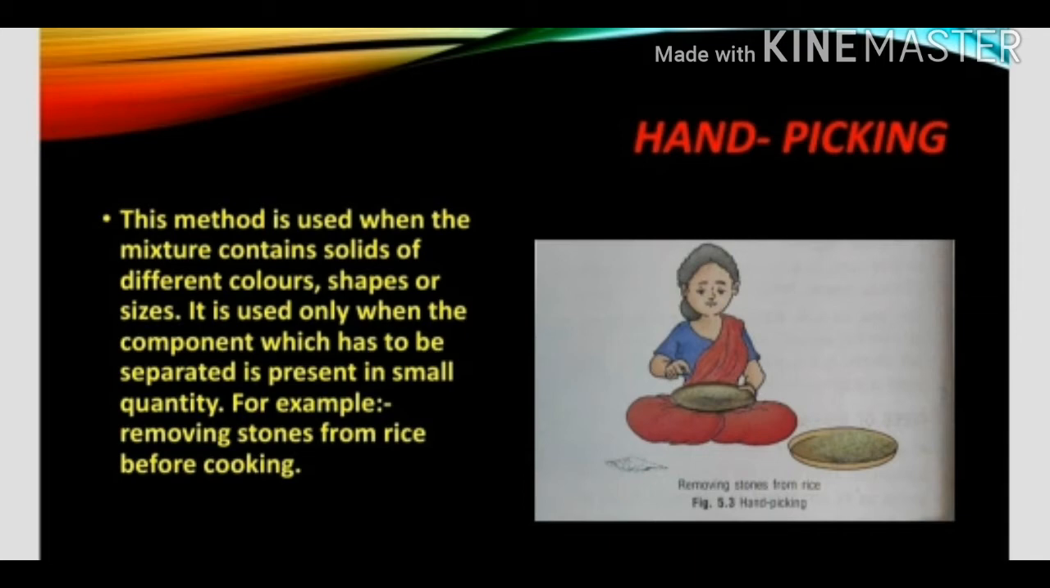This method is used when the mixture contains solids of different colors, shapes or sizes and they can be easily seen. It is used only when the component which has to be separated is present in very small quantity so that it can be removed easily. In the pic, the lady is using the hand picking method.